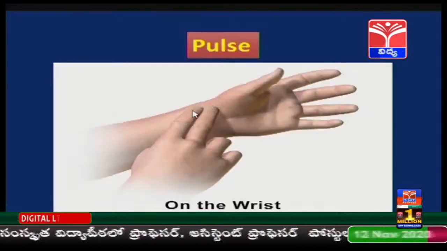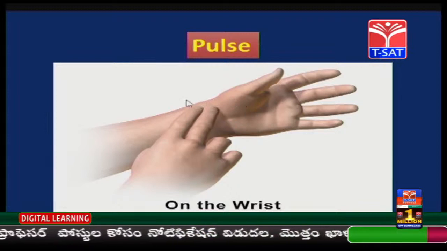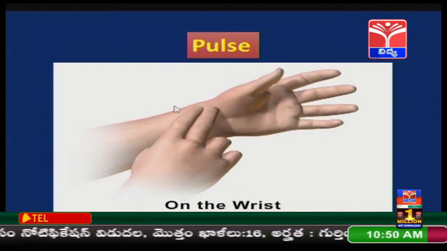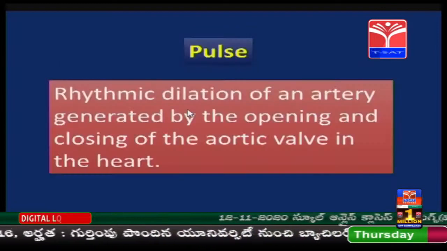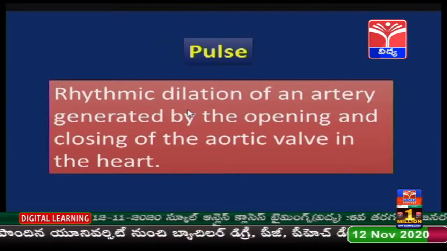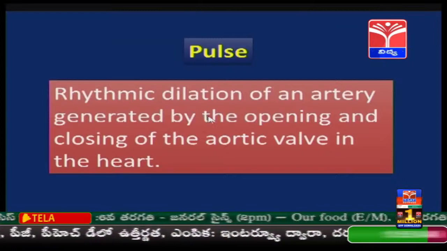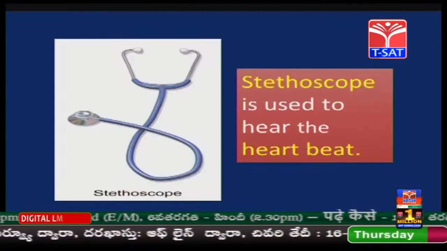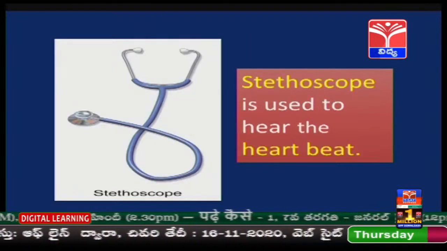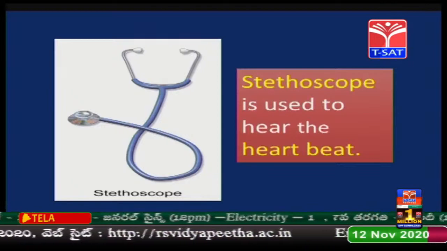Children, when we keep our fingers on the wrist where the artery is passing, we feel the pressure of blood moving in it. This is the pulse. The pulse is nothing but the rhythmic dilation of an artery generated by the opening and closing of the aortic valve in the heart. The rate of the pulse will be equal to the number of heartbeats. A stethoscope is used to hear the heartbeat.